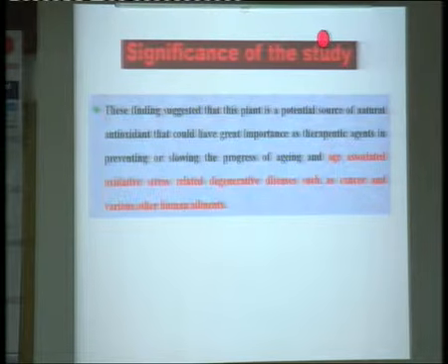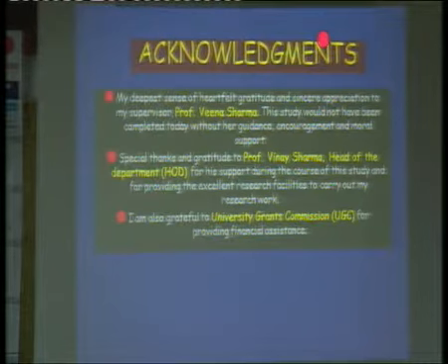So that means this study confirmed the rationale for the use of the plant extract for the treatment of oxidative stress related diseases, that is the cancer. The significance of this study is to provide a potential source of natural antioxidant and provide a great importance as a therapeutic agent in preventing or slowing down the different types of degenerative diseases, not only the cancer.